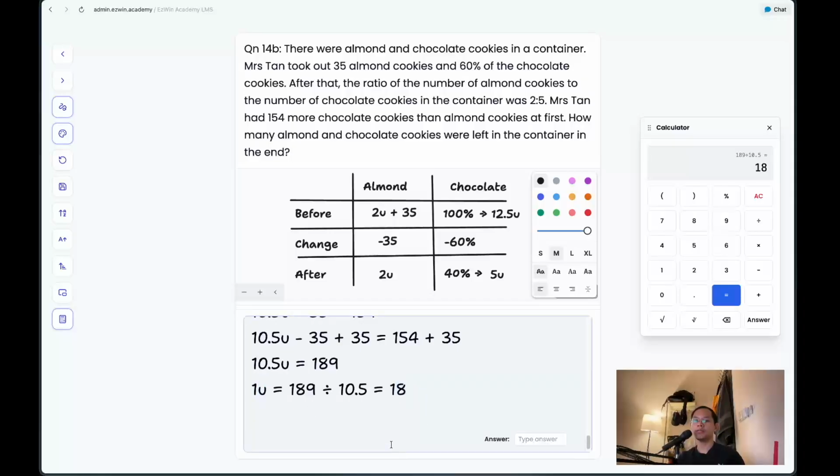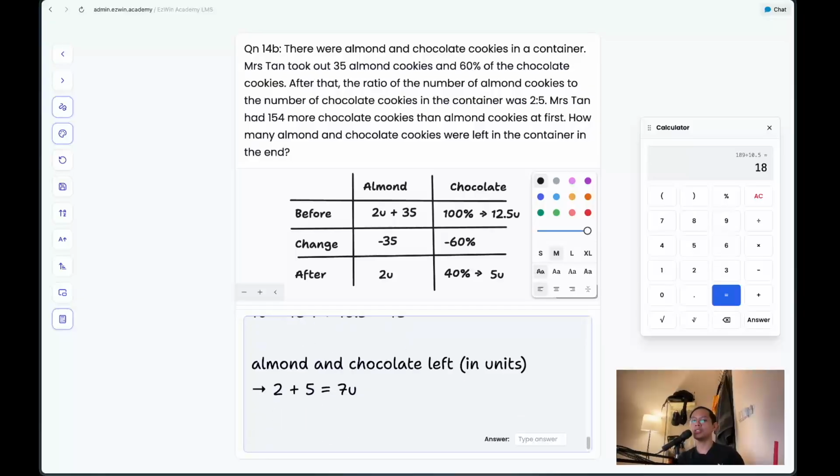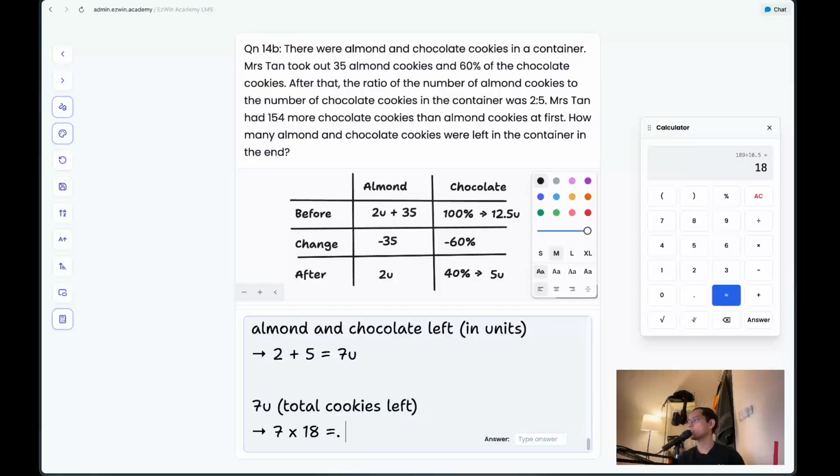So now we know that 1 unit is 18. Therefore, what is the almond and chocolate left in units? You can see from the table, it's basically 2 plus 5, which is 7 units. So 7 units, which is total cookies left, is 7 times 18. And this will give us 126. Okay, there you go. So that's the answer for question 14b.